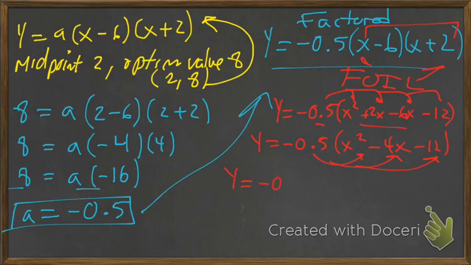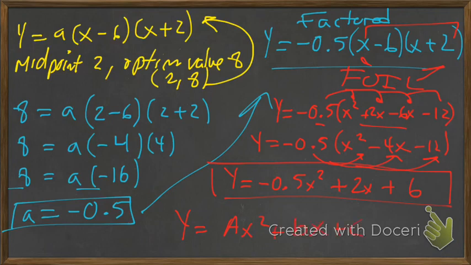Y is equal to negative 0.5 x squared plus 2x, because that negative and that negative give me a positive, and also plus 6, because that negative and that negative give me a positive as well. And I believe that looks like my y is equal to ax squared plus bx plus c. So there's my equation in standard form.